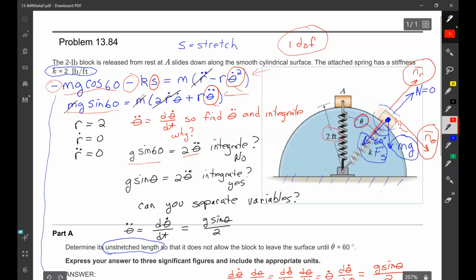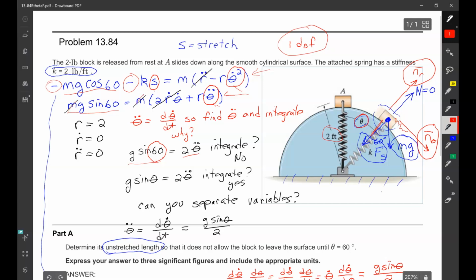All right, so the question is, can you integrate this? The answer is no. Why not? Well, because is this always 60 degrees? No, it isn't. It changes, right? As the thing is sliding over, it changes. So you can't integrate that. That's not a constant. So you have to be careful when you write these things.